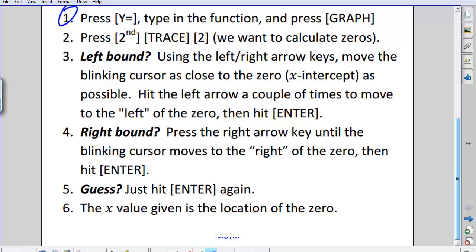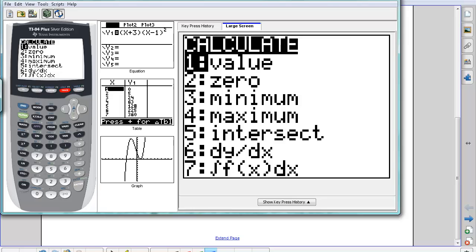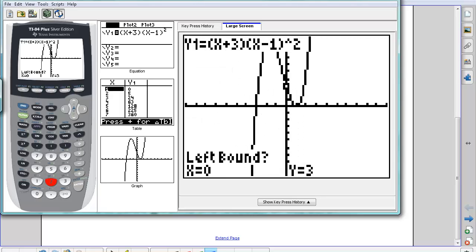Step 2 says to hit second trace and then option number 2. So let me go back to the calculator. If you hit second and then your trace button, which is up here next to graph, that's your calculate menu. Of course we said we want to calculate zeros, so we can hit number 2 for that second option. Now it's going to give us a couple of questions.